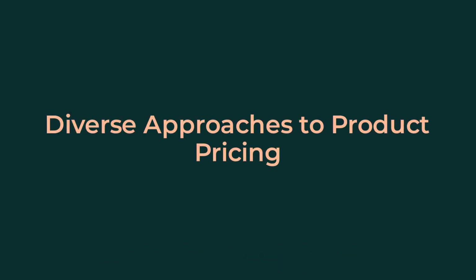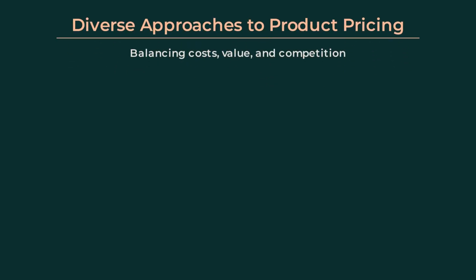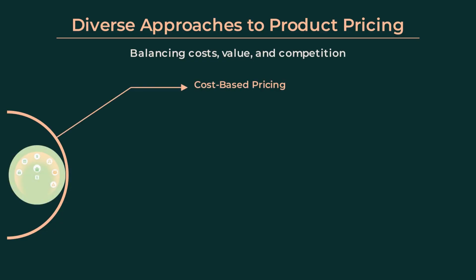Now, let's shift our focus to the diverse approaches businesses use for product pricing, a key strategic decision. Effective pricing requires balancing production costs, the perceived value to customers, and the competitive landscape. First, we have cost-based pricing, a straightforward approach to setting your product's price. Here, the price is determined by adding a specific markup percentage directly to the total cost of production.